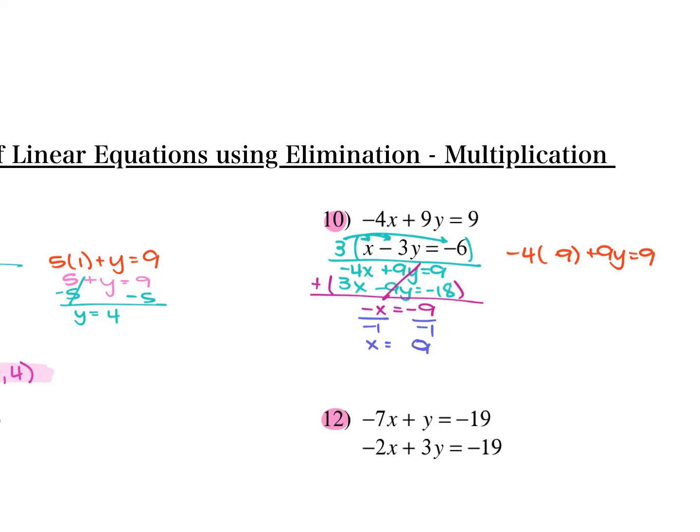Okay, so the negative 4 times negative 9 is positive 36, plus 9y is equal to 9. We move the 36 over, we subtract it from both sides. So we get 9y is equal to negative 27. Divide each side by the 9, and you get that y is negative 3. So the ordered pair, that's your solution, is negative 9, negative 3.